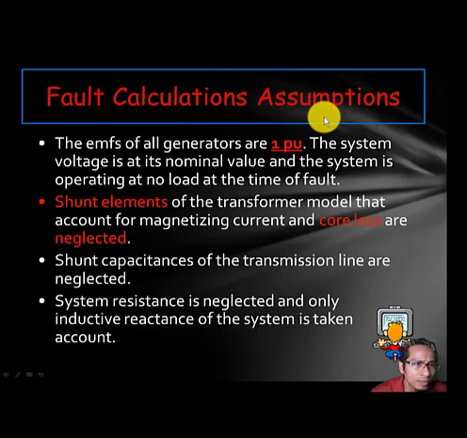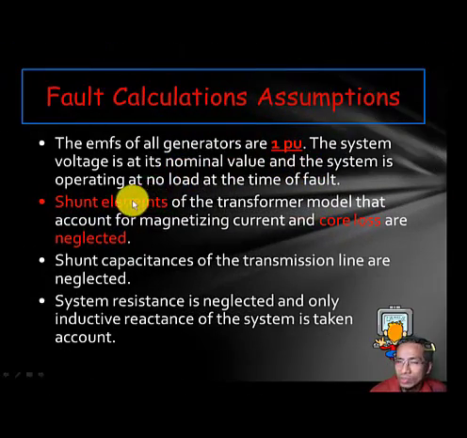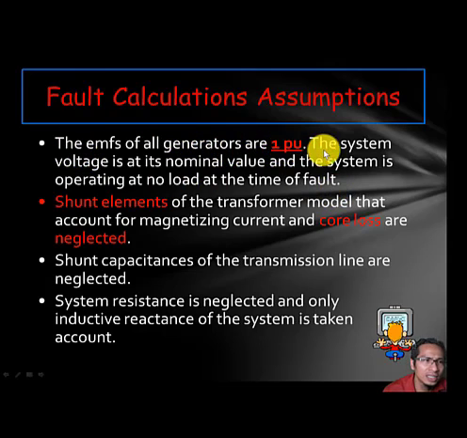So when we want to solve the fault analysis, we have to make some assumptions. These are the few assumptions we have to make. First, the EMF of all generators is 1 per unit. We just assume 1 per unit. Actually, this EMF depends on the load flow data. The system voltage is at its nominal value, and the system is operating at no load at the time of the fault. So we assume 1 per unit, and the voltage is at the nominal value, operating at no load.